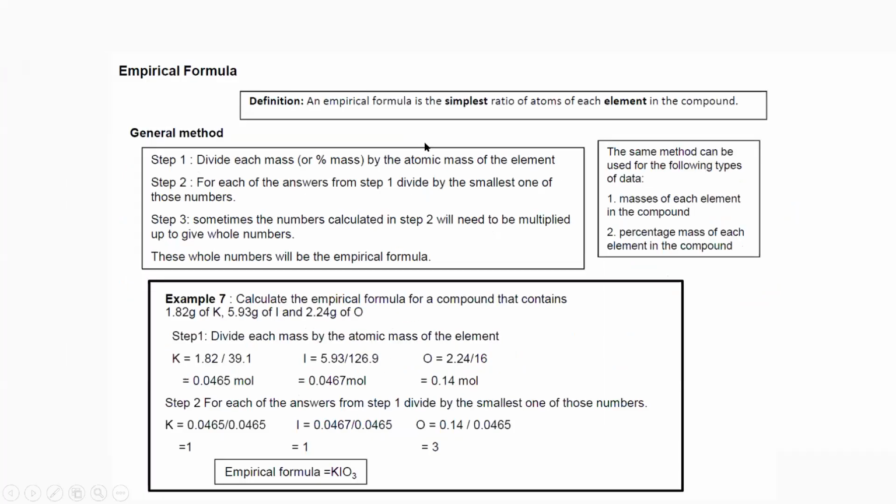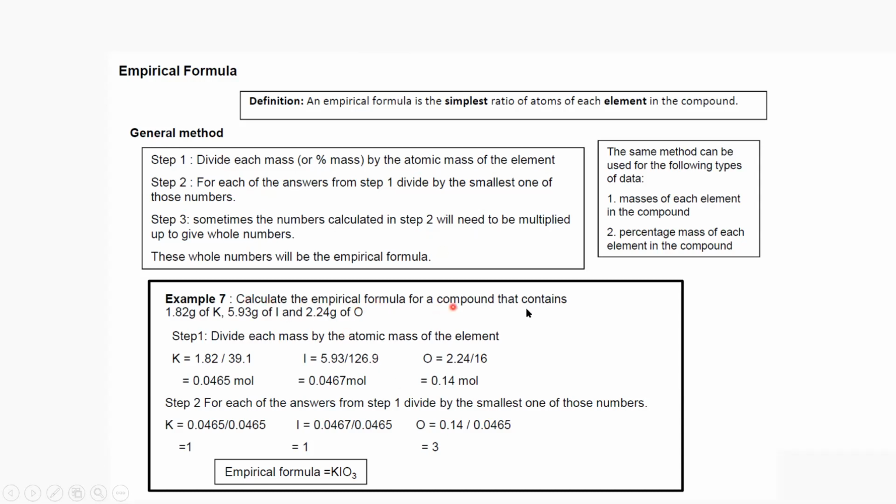Then we have empirical formula. What is empirical formula? The formula which represents the simplest ratio between the atoms present in a compound, that's called empirical formula. So the rules to find the empirical formula: we divide the mass or percentage by its atomic mass, then we divide by the smallest value, and then we round off or multiply to convert into whole numbers.